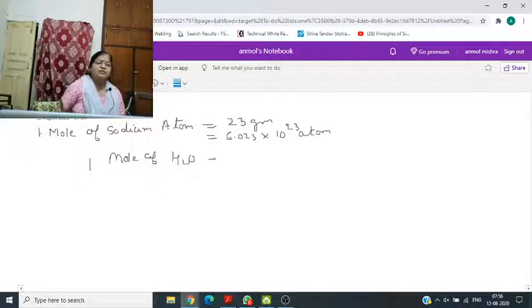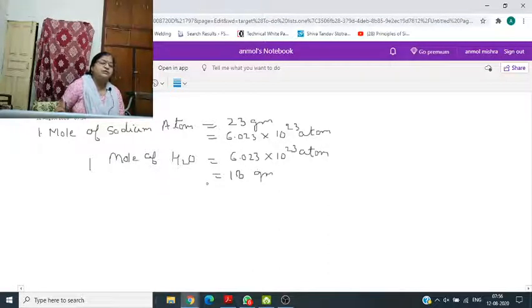So, again we will say that it contains 6.023 into 10 to the power 23 atoms, and atomic mass of water is 18. So, that is 1 mole of water is 18 grams. So, by this we can calculate, we can solve the numericals.